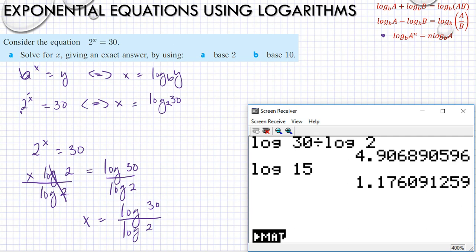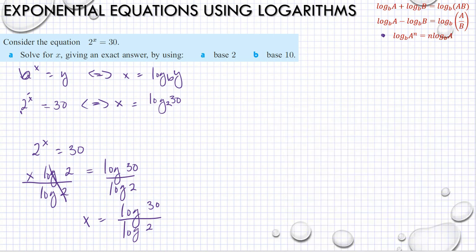So always remember that logarithm of 30 divided by logarithm of 2 is not the same as dividing those numbers and then taking the logarithm. It's not the same. Remember that.